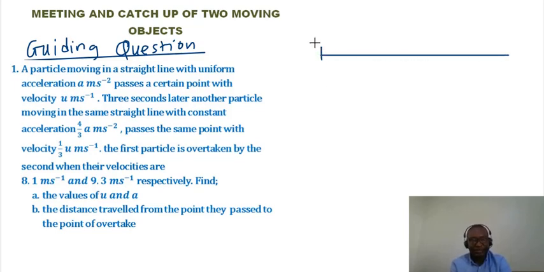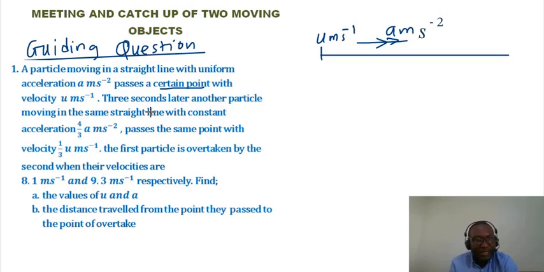We're going to assume this particle passes this point. This is the point they are talking about, with initial velocity u meters per second, and it is traveling at an acceleration of a meters per second squared. Then they tell us that 3 seconds later another particle moving in the same straight line with a constant acceleration of 4 over 3 meters per second squared passes the same point with initial velocity, this one.